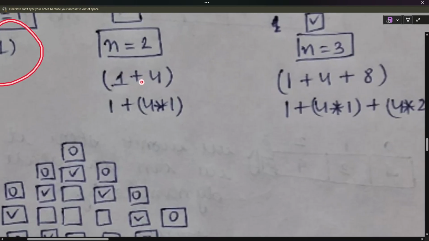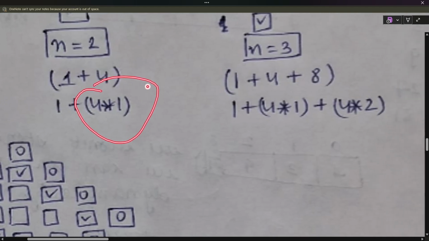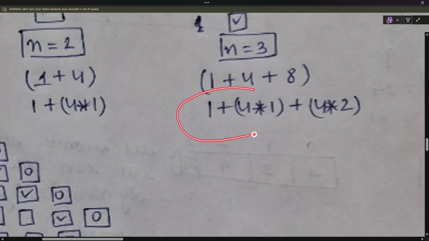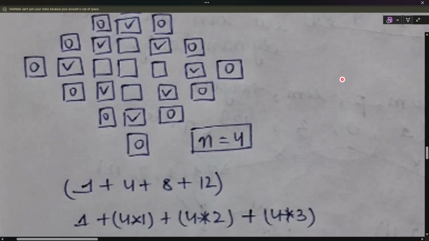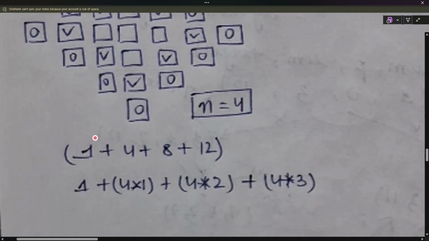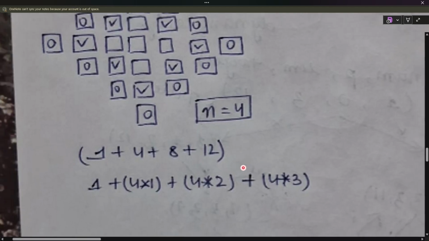From here we can observe that 4 can be written as 4 into 1, right? 8 can be written as 4 into 2, yes, we can write it. And 12 can be written as 4 into 3. So I think we got our pattern.